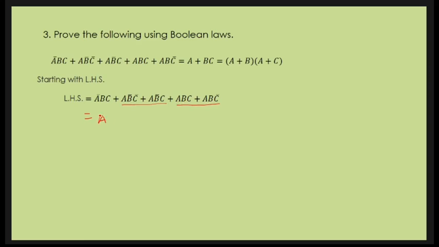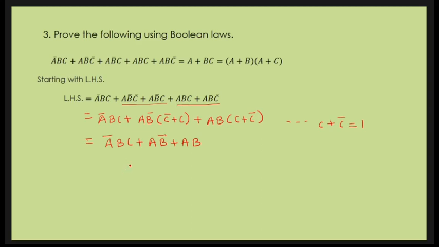So A bar BC plus AB bar common, and what remains in the bracket is C bar plus C. Again in the next two terms, AB common, C plus C bar. And now we know that C plus C bar is equal to 1. So this will become A bar B C plus A B bar plus A B.